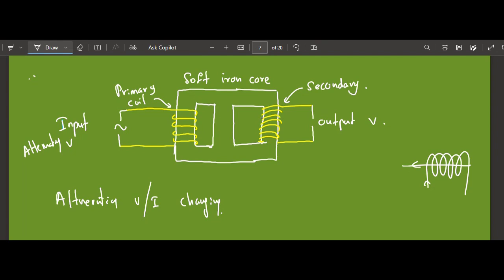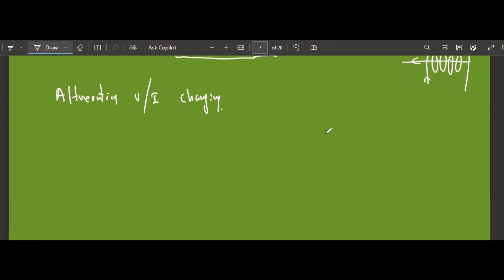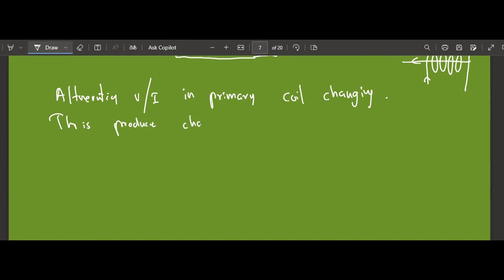So if we summarize again, the alternating voltage or current in the primary changes, and this produces a changing magnetic field in the primary.